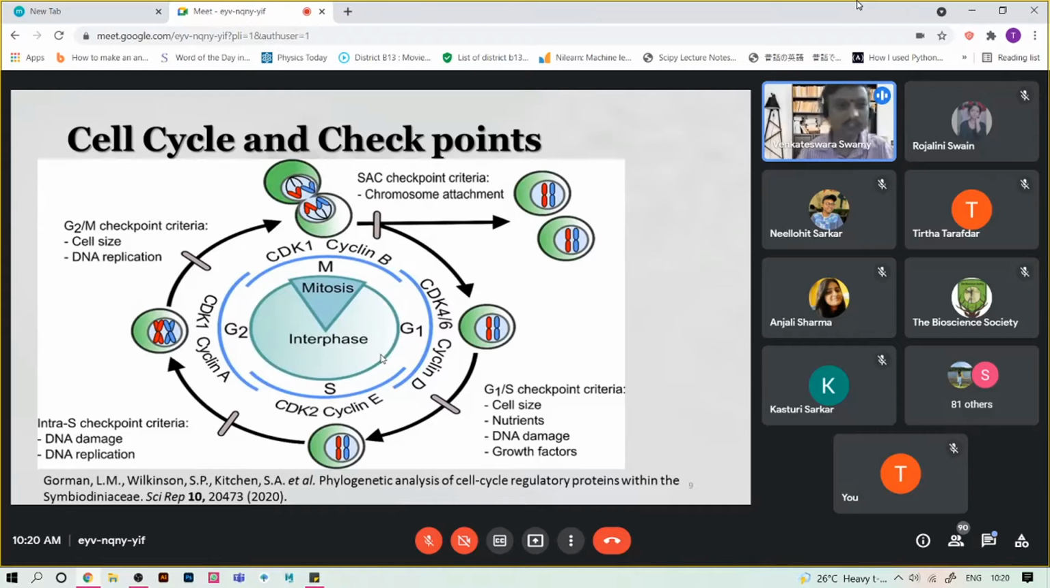So here, just assume the normal cell cycle, which has mitosis. In this case the cell undergoes four phases: the G1 phase, the synthesis phase, the G2 phase, and then the mitotic phase. This is how the cell is going to proceed.